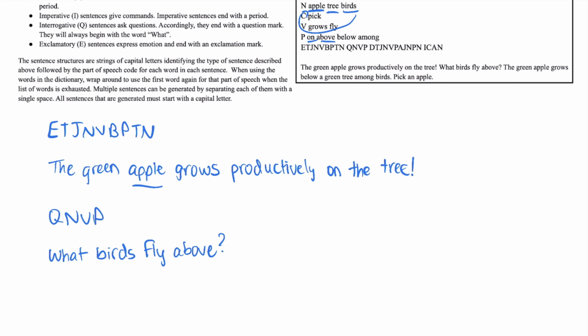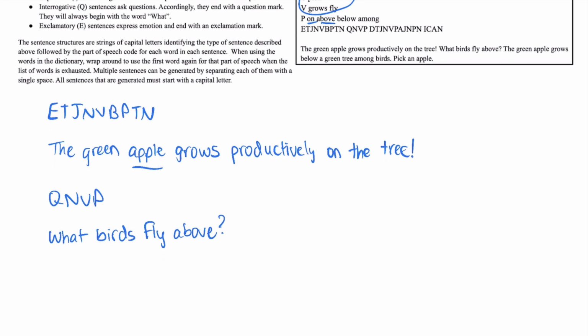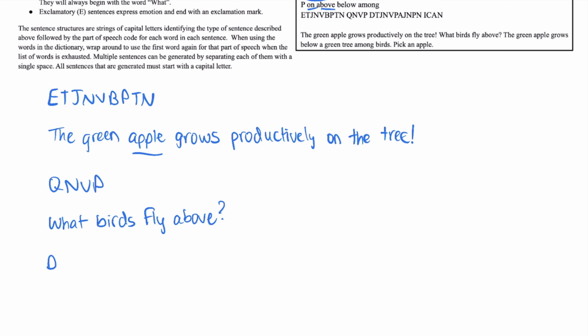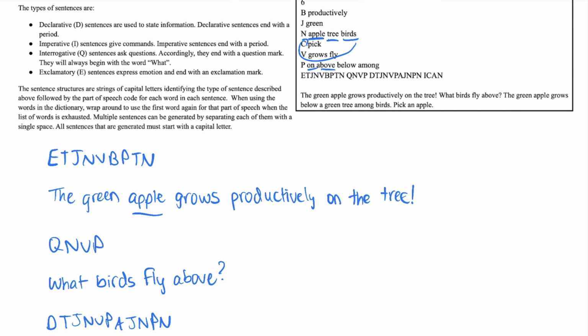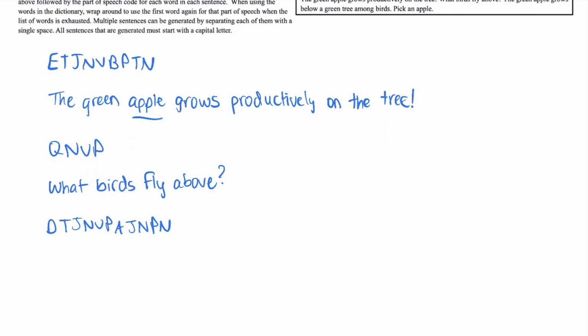And now we can move on to the third phrase. So the third phrase is D, T, J, N, V, P, A, J, N, P, N. So this starts with a D. This tells us that this is a declarative sentence. And this is going to state information, so we're going to end with a period. So next we have T, that's just going to be the.